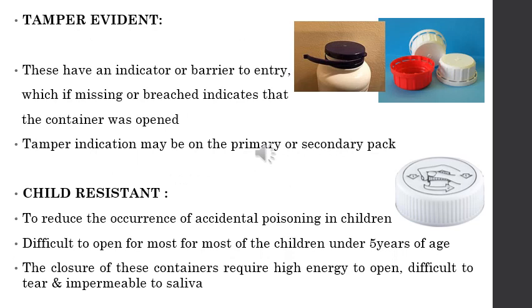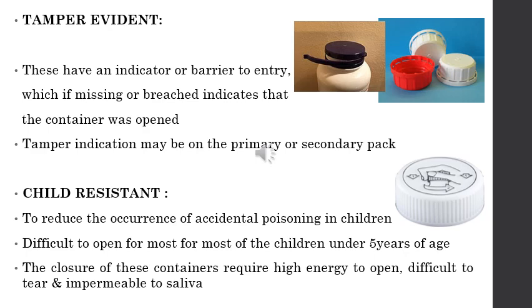Next type is a tamper evident closure. Now this will have an indicator or a barrier to entry, so that if this closure is missing or breached, it will indicate that the container has been opened and the product is tampered. So tamper indication may be on a primary or a secondary cap. Now if you see these pictures, you can have a thread band closure, the one shown in the left hand side picture, or the one which we have in our mineral water bottles. We have to break it to break the seal.